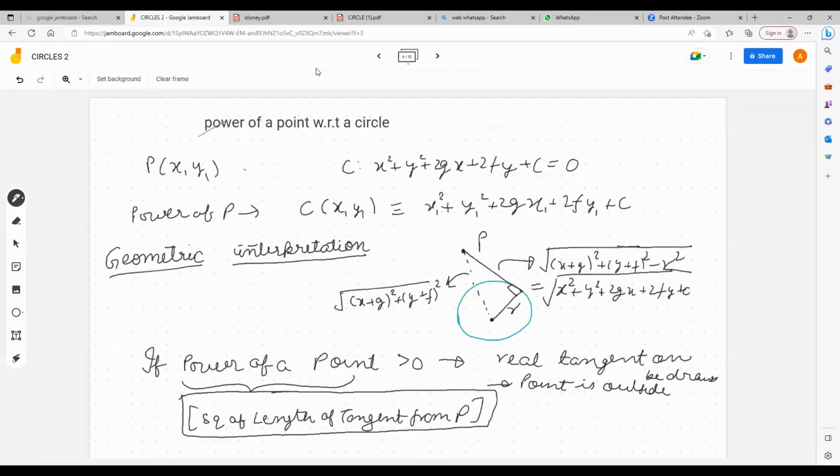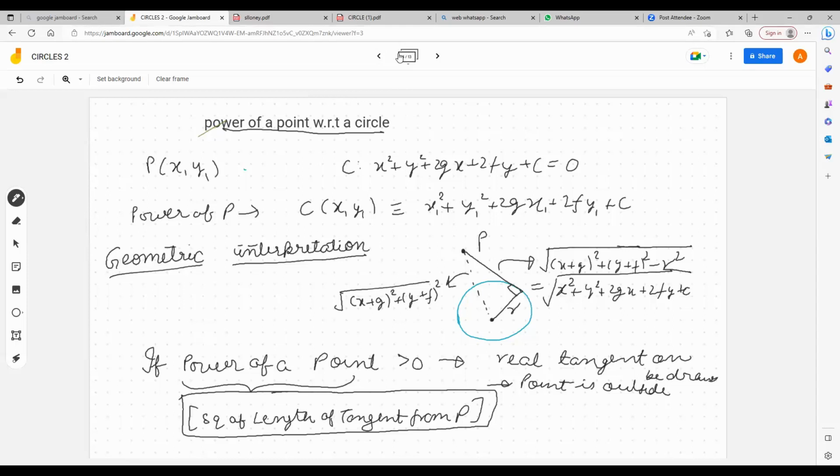Now moving on, we will see the concept of power of a point with respect to a circle. What is a power of a point? First of all, let us define it. That is, what is its algebraic definition. So suppose we have a point P(x1, y1), and we have a circle C: x square plus y square plus 2gx plus 2fy plus c equals 0. Now we define the power of P as C(x1, y1).